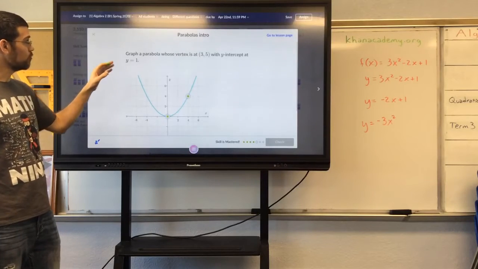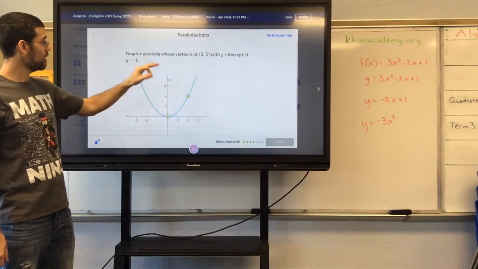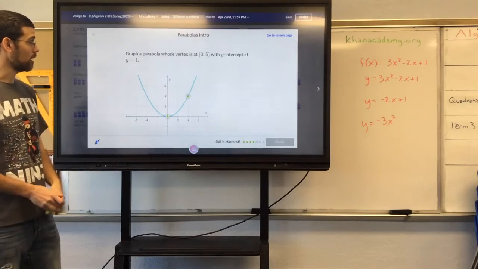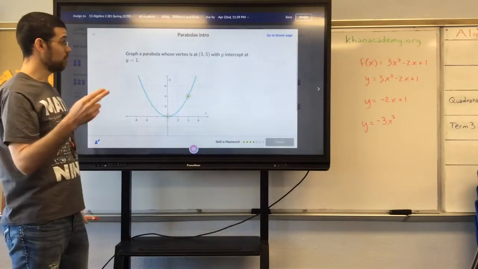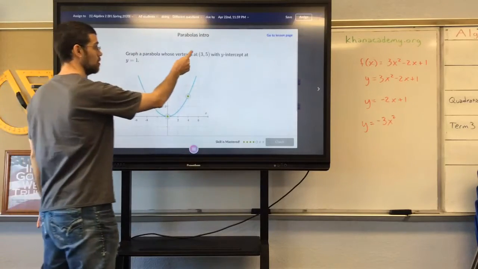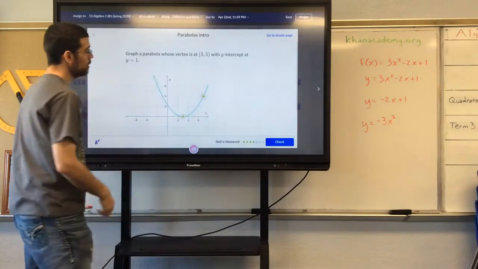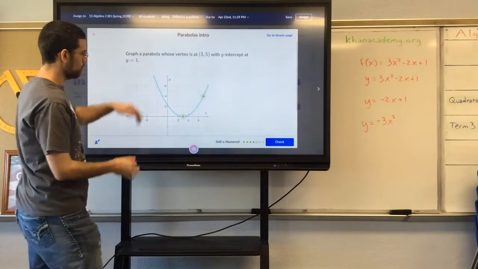Graph a parabola whose vertex is at (3, 5) with a y-intercept at y equals 1. Okay, so they give us some locations. Remember, locations of points, of course, are x comma y. So my x-coordinate is 3, and my y-coordinate is positive 5.